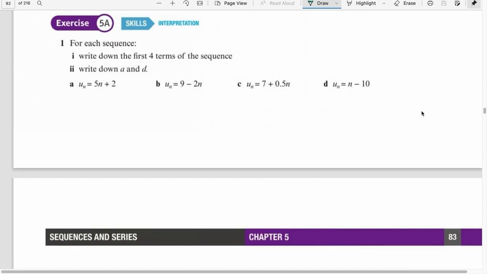Have you done it before, or is this your first time? Okay. So for each sequence, write down the first 4 terms of the sequence. We have the formula, and write down a and d.